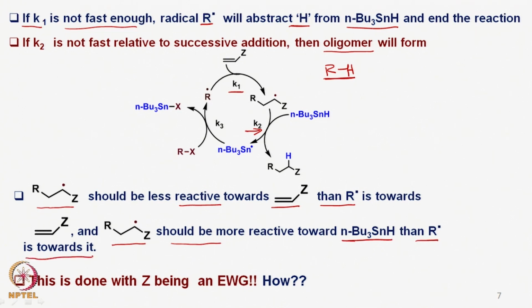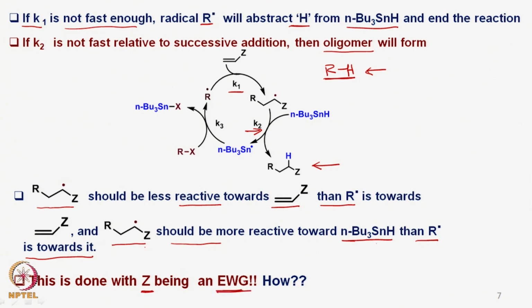Very clear that this should react faster with tributyltinhydride, than R dot reacts with tributyltinhydride. Because if R dot reacts with tributyltinhydride you will get the RH, but if this reacts with tributyltinhydride then you would get the reduced product, that is this here, the reduced after the CC bond formation. So this is how it is done by Z group being an electron withdrawing group.